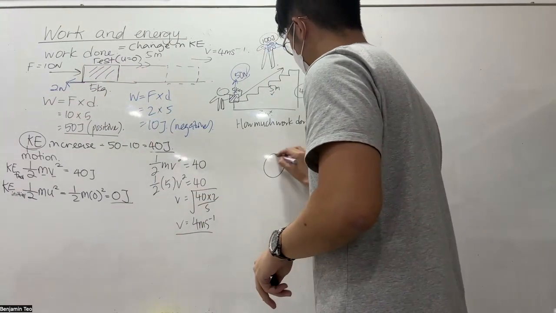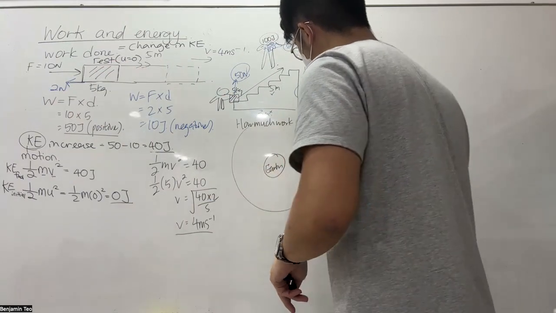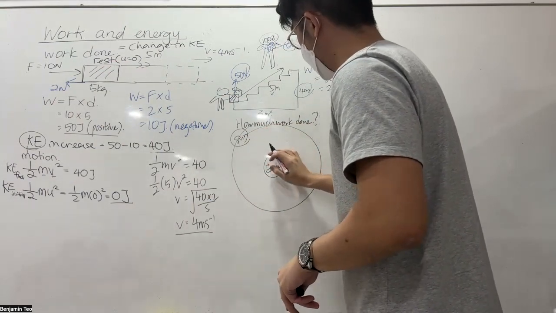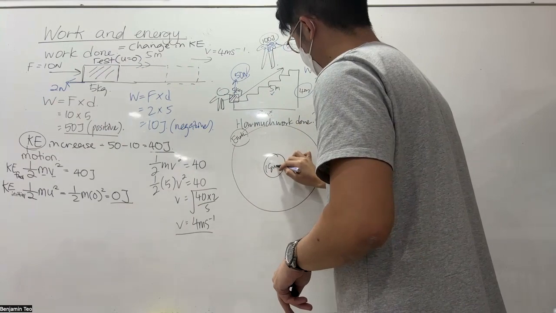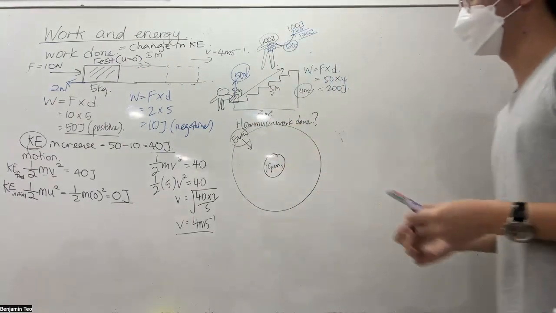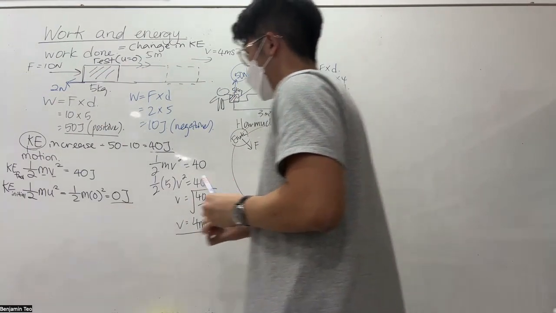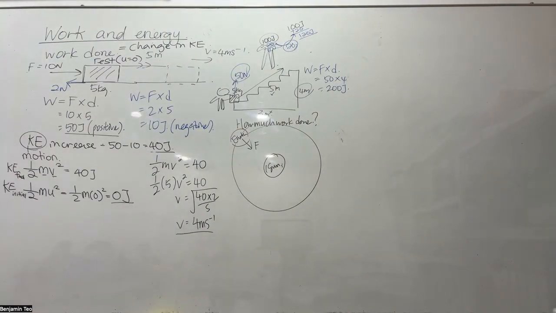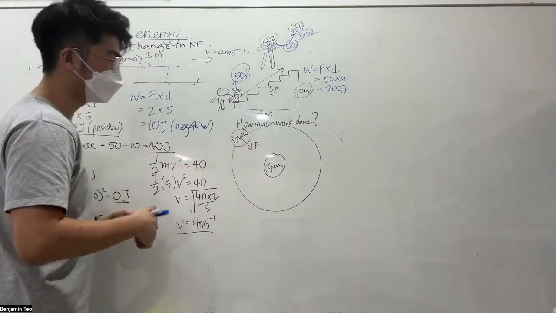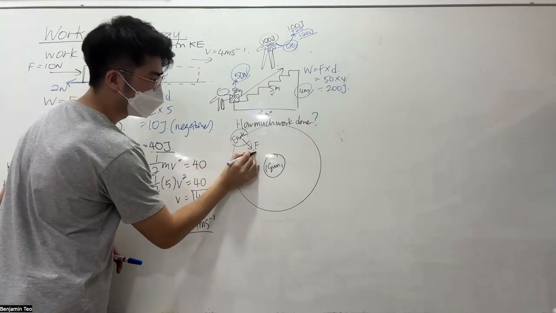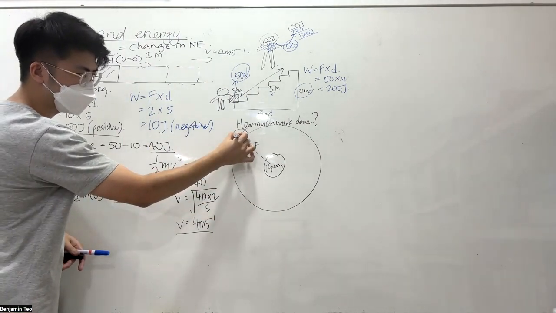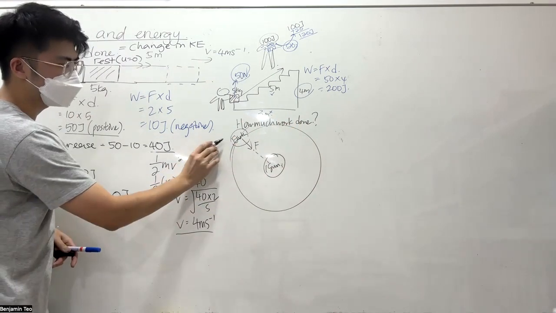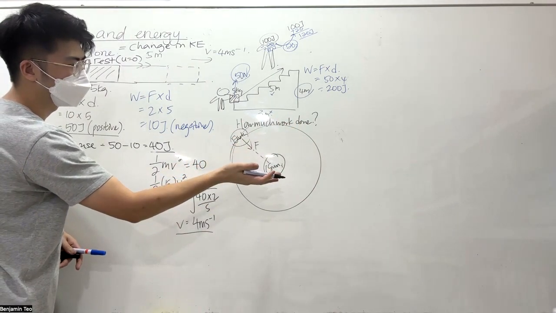Again, take the example of the earth going around the sun like this. Gravity acts like this, right? Is the sun doing work on the earth? Is the sun applying a force on the earth? Yes. Is there distance traveled? Yes. The distance traveled is circular, right? Is the distance parallel to the force direction? No. Is there work done? No.